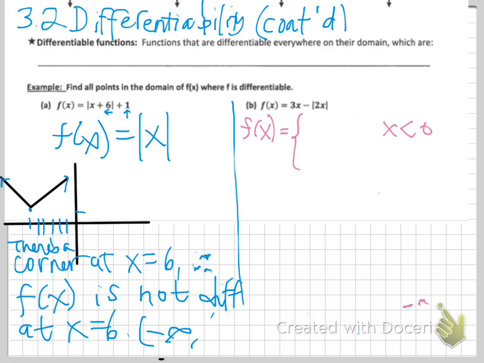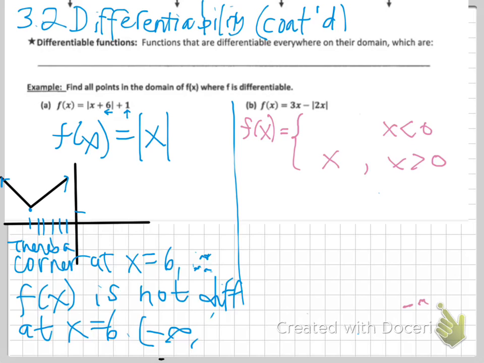Let's start with if x is positive. Okay, if x is positive, then the absolute value sign really doesn't matter. So the absolute value of 2x is just going to be the same as 2x, just like the absolute value of 6 is 6, right? Because the number is positive, the absolute value doesn't do anything. So 3x minus 2x is just x. Okay?